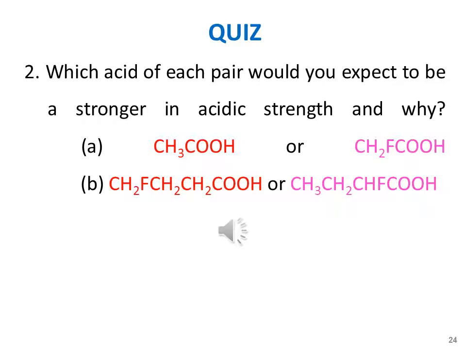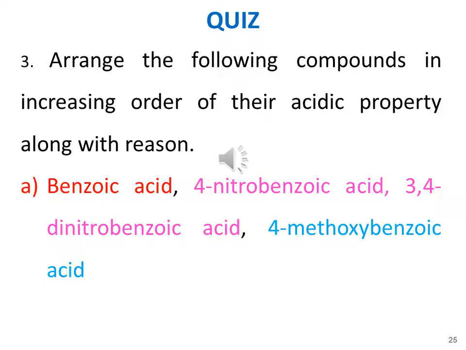The second assignment is: which acid of each pair would you expect to be stronger in acidic strength and why? For example, you have to compare the acidic strength of acetic acid and fluoroacetic acid. You have to compare the acidic strength of 2-fluorobutanoic acid and 3-fluorobutanoic acid. The third question is, arrange the following compounds in the increasing order of their acidic property along with the reason. You have to give the order of the acidity of benzoic acid, 4-nitrobenzoic acid, 3,4-dinitrobenzoic acid and 4-methoxybenzoic acid.